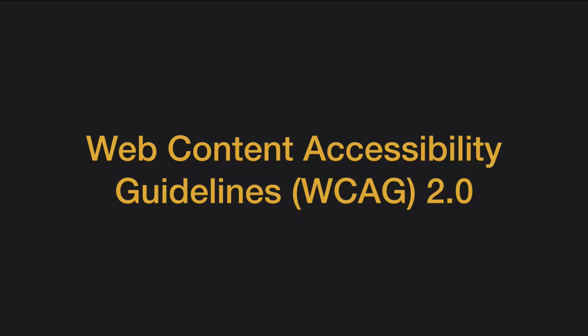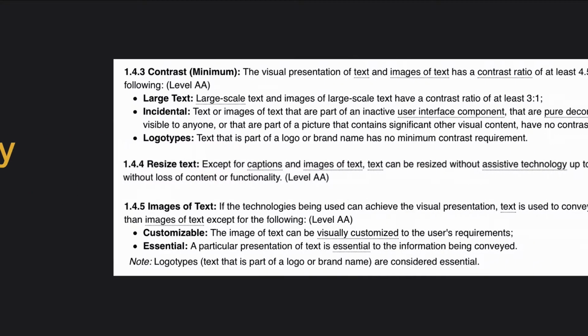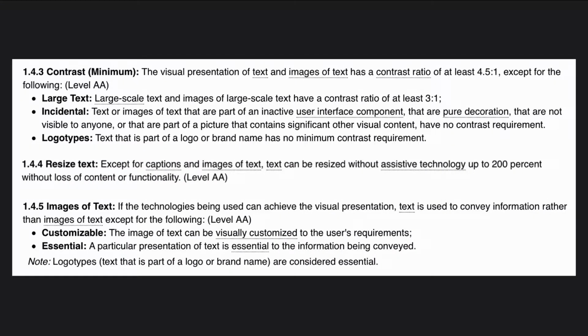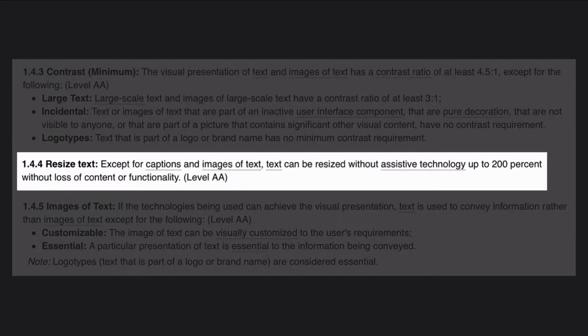Now, this is about Web Content Accessibility Guidelines 2.0. If you look at the guidelines, 1.4.4 Resize Text, except for captions and images of text: text can be resized without assistive technology up to 200% without loss of content or functionality. Well, what does this mean?